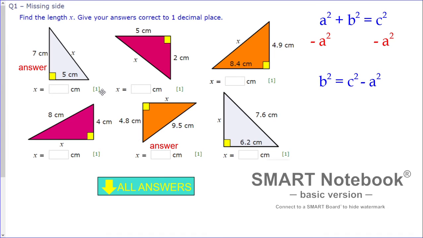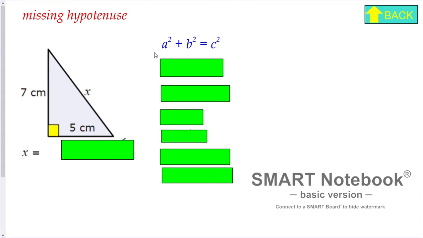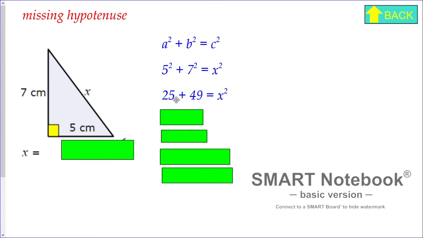Okay, so let's have a look at this first one where we have a missing hypotenuse. We use a squared plus b squared equals c squared because the longest side, the hypotenuse, is missing. So we substitute in our values. 7 and 5 are going to be a and b. It doesn't matter which way they are. In this case, it's 5 squared plus 7 squared equals x squared because x is our missing side. We do the math. 25 plus 49 equals x squared. Add them together.